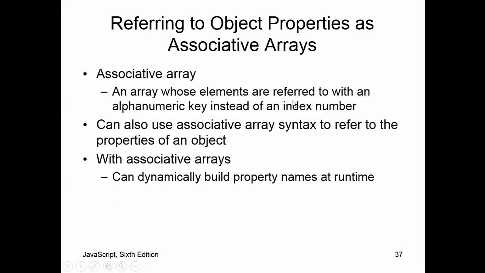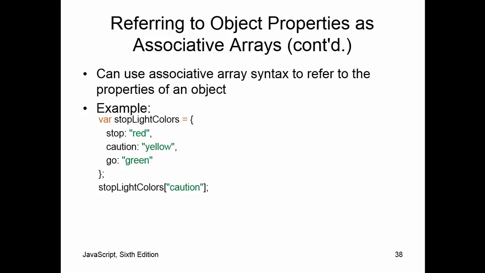So an array whose elements are referred to with an alphanumeric key, which means they can contain letters or letters and numbers, rather than just a straight number. All right? Again, typically you do this because it makes your code more self-documenting.